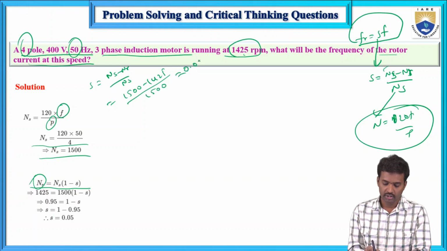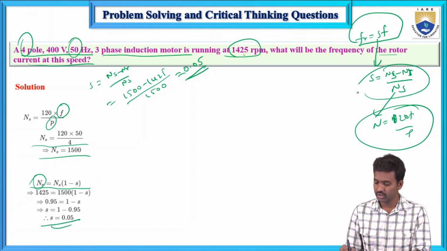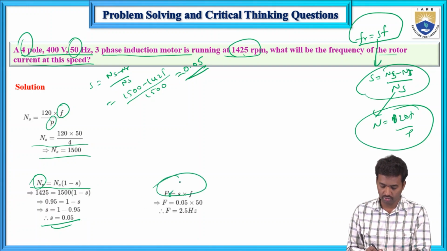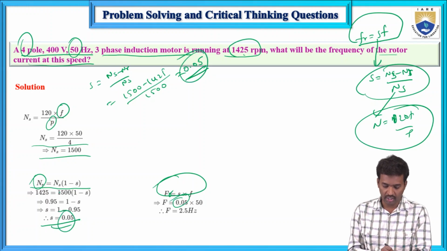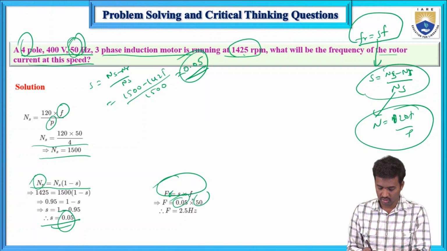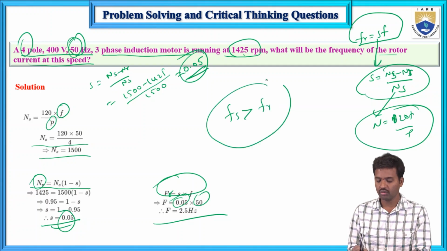equals 0.05. So now we know the slip, and you can substitute in this: fr, the rotor frequency, equals 0.05 into 50, and that frequency is 2.5 Hz. So the supply frequency is always greater than the rotor frequency.